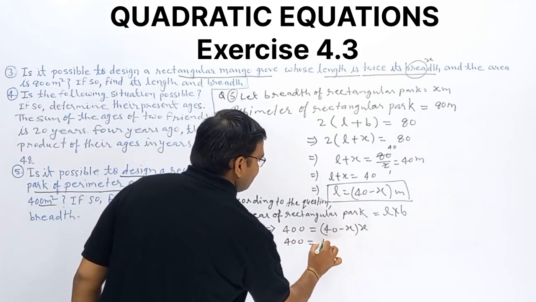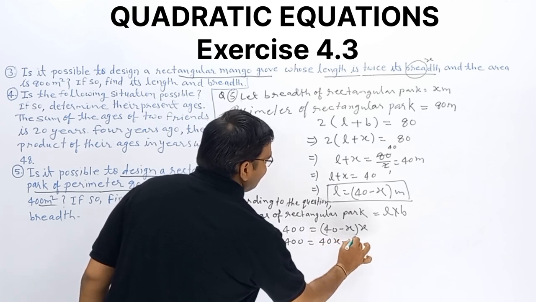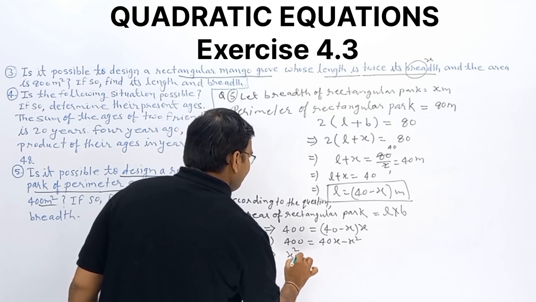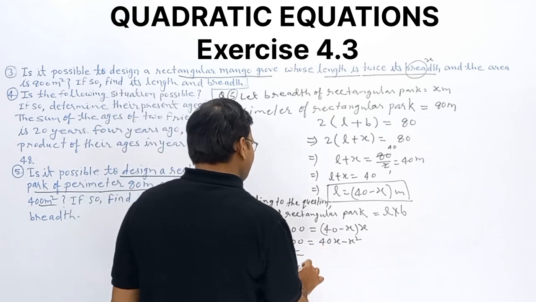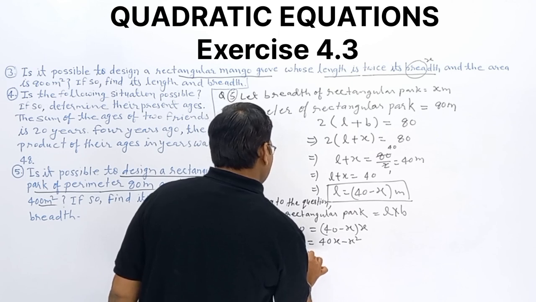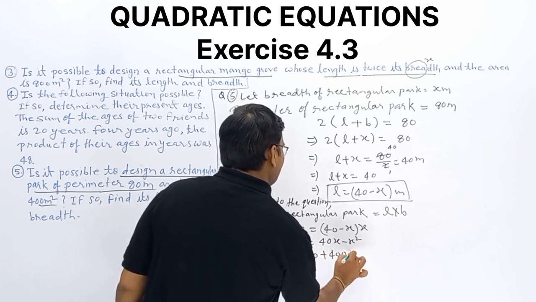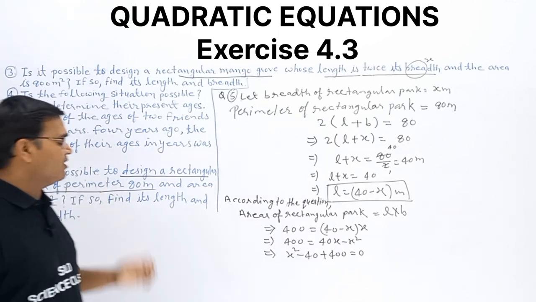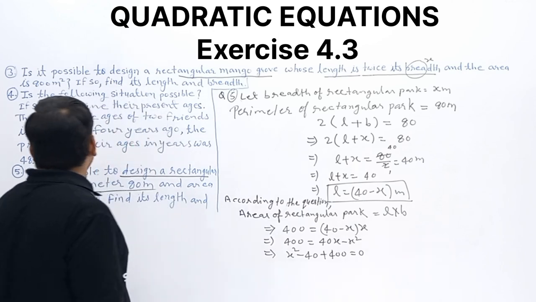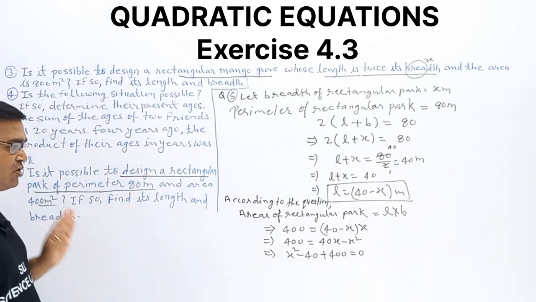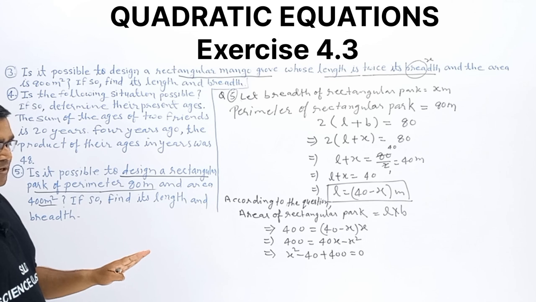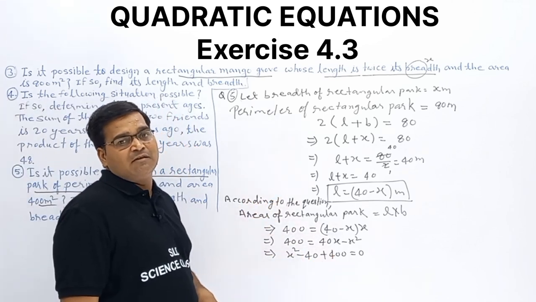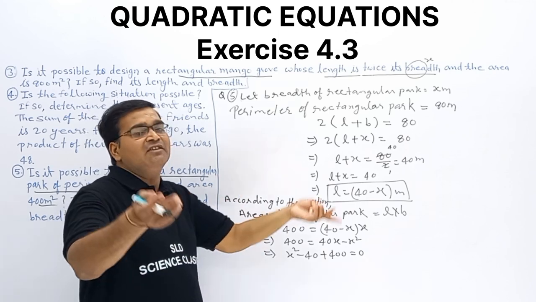400 equal to 40x minus x square. Transpose to the left side, right to left. x square minus 40x plus 400 equal to 0. This is the quadratic equation. Yes or no? We want to check, is it possible to design a rectangular park or not? If possible, then find the length and breadth.